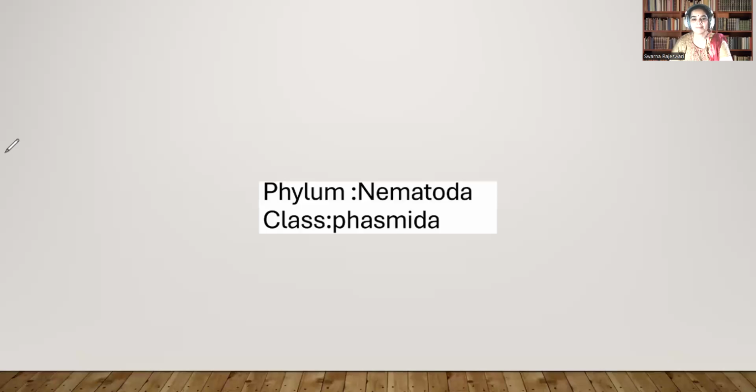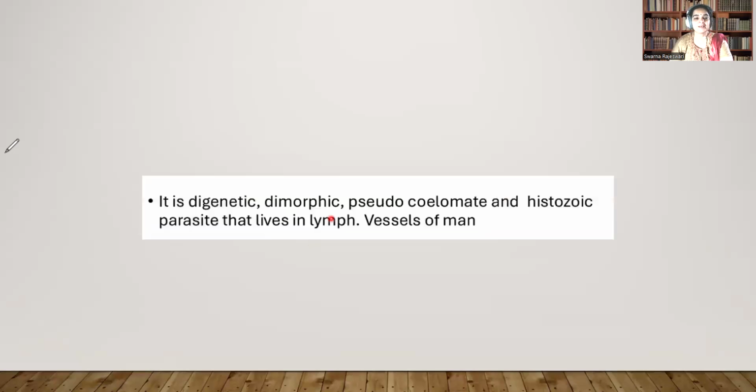It belongs to the phylum Nematoda and class Phasmida. And it is a digenetic parasite, means it completes its life cycle in two hosts. One is man and the other is the female Culex mosquito. It is a dimorphic parasite. It occurs in two forms, that is the male form as well as the female form. And it is a pseudocoelomate, means the coelom is pseudocoelom.